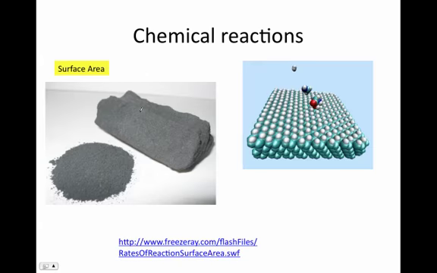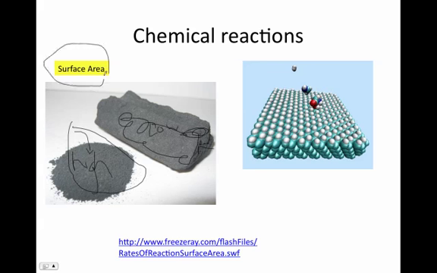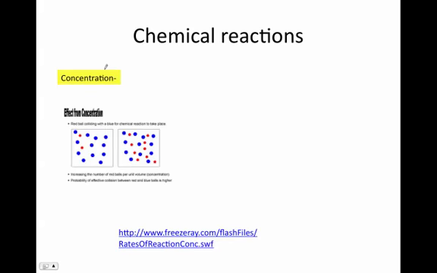The next is surface area. See these two? This has low surface area, and this has high surface area. Which one of these two would react faster? The one with lots of surface area, because particles can collide with it more easily. In this one, you have to tear away the layers to get at the middle, and therefore it takes more time to react. So the more the surface area, the faster the reaction.